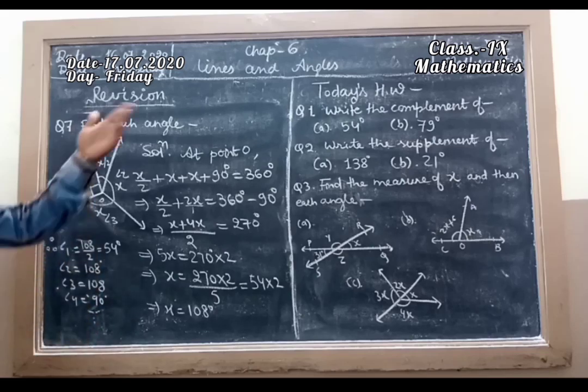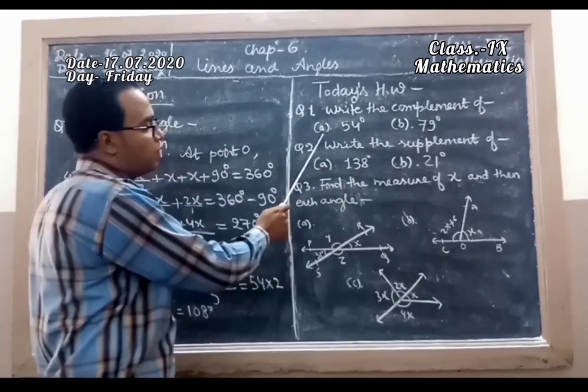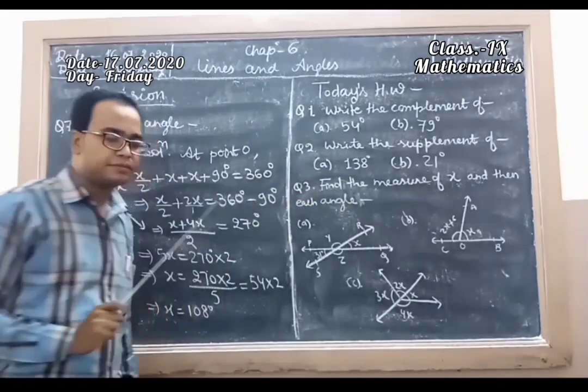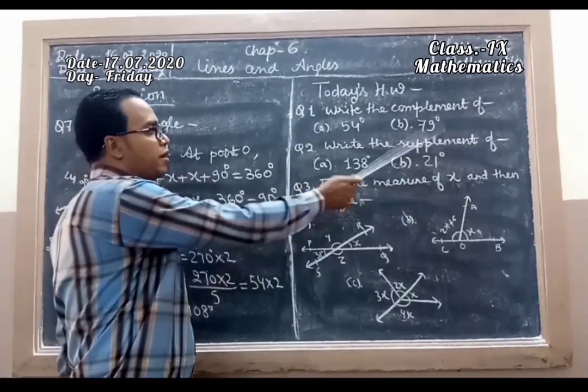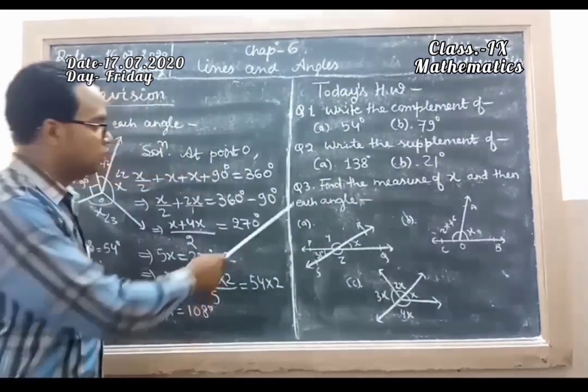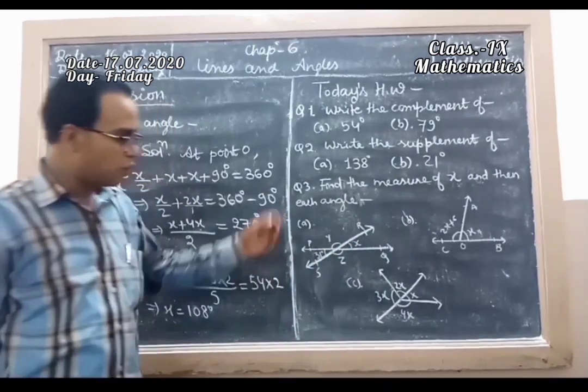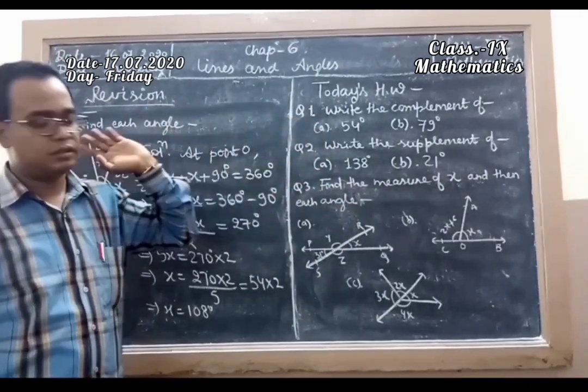Now students, today's homework. Question first. Write the complement of first 54 degrees, second 79 degrees. Second, write the supplement of first 138 degrees, second 21 degrees. Third, find the measure of x and then each angle. First of all, you find x and then each angle.